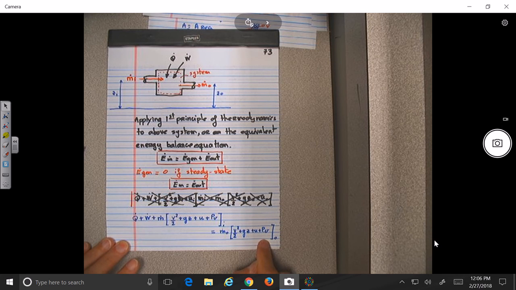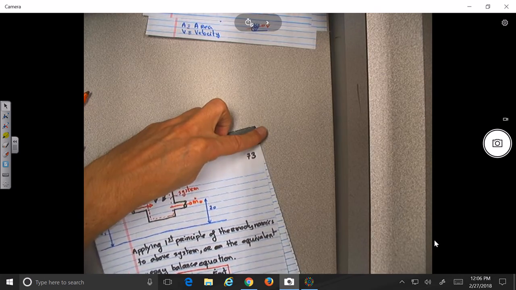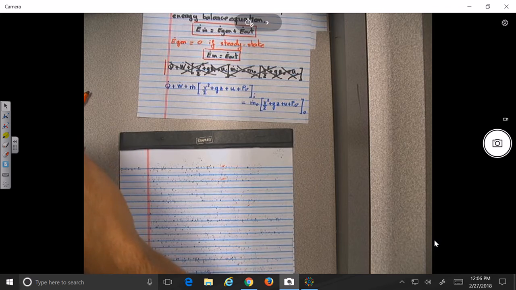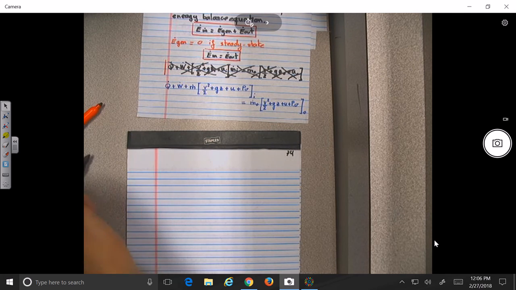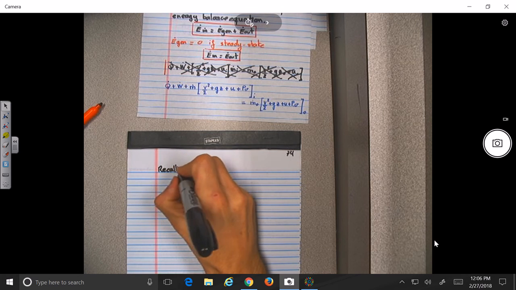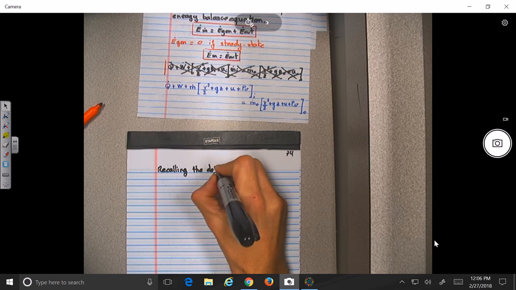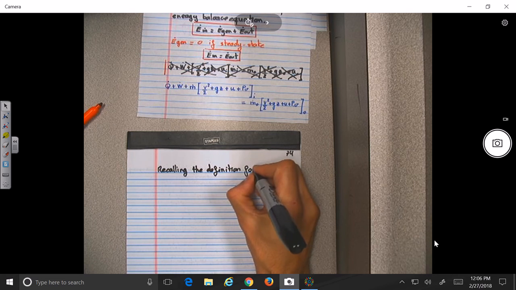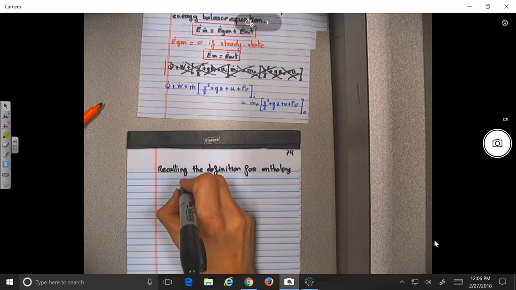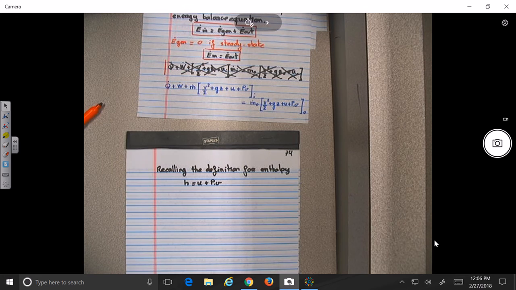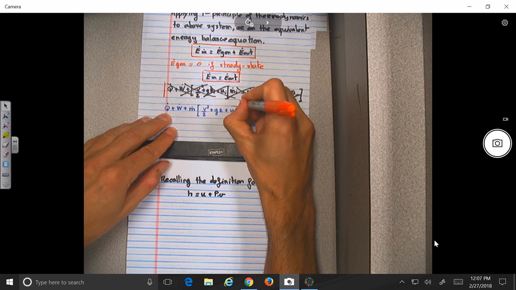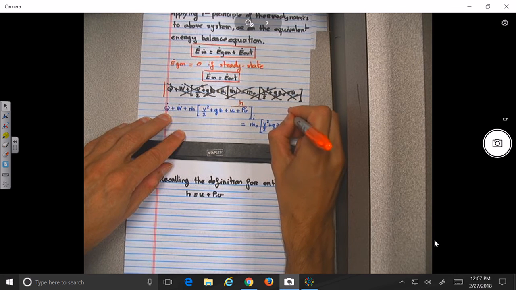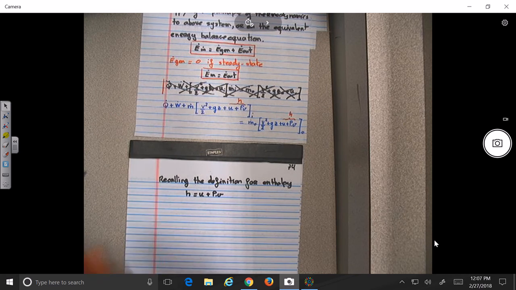So we have one on the inlet, one on the outside. So maybe now I'm going to put a bit too much information. All right, so we have that equation. And I'm going to say, recalling the definition or expression for enthalpy. So what is enthalpy? Internal energy plus PV, no? So if we look at this equation, what is this term over here? H, no? What would be this term over here? H. So we can rewrite the equation.